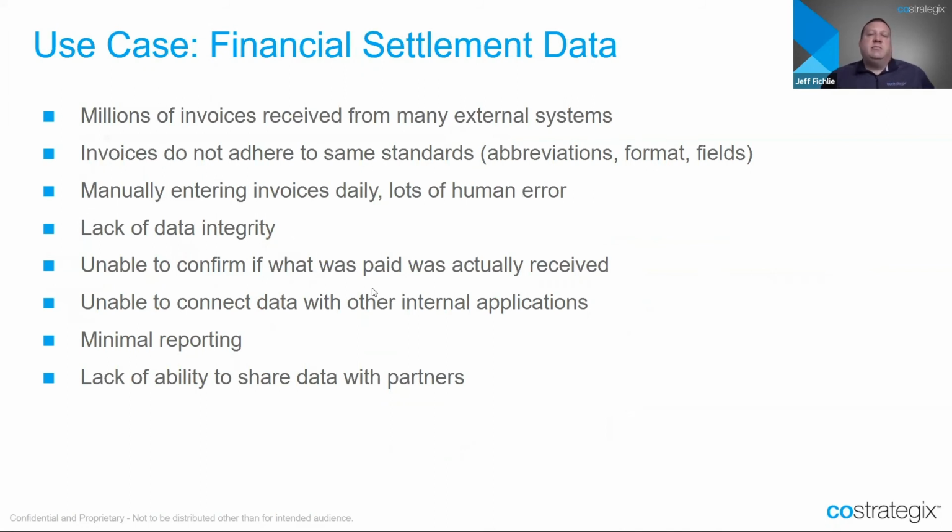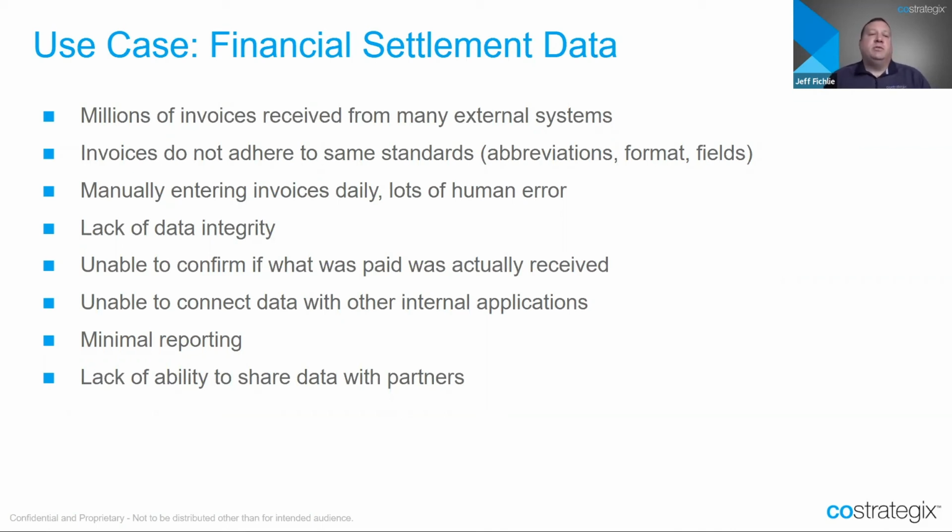The last case I'm going to walk through is a financial settlement data system. This system had millions of invoices received every day, and those invoices did not adhere to the same format. They would have abbreviations, or the actual format of the invoice would be done differently. The field names are different. And so what they had was this bank of humans that was just going through all of these invoices every day and plugging in the data manually.